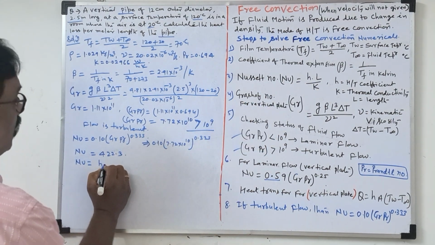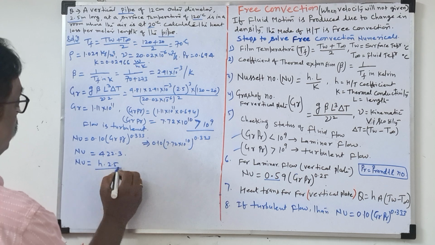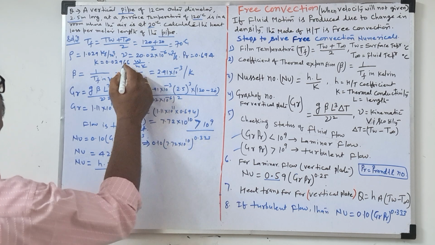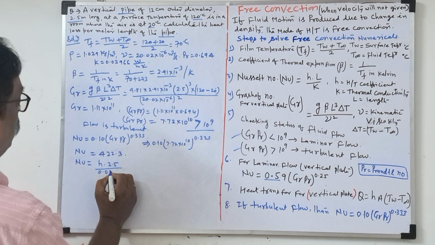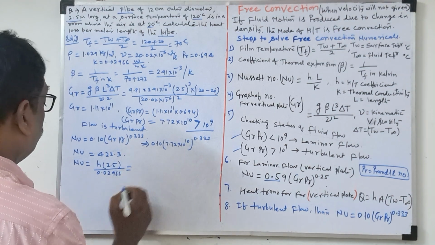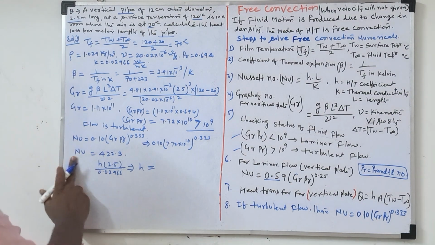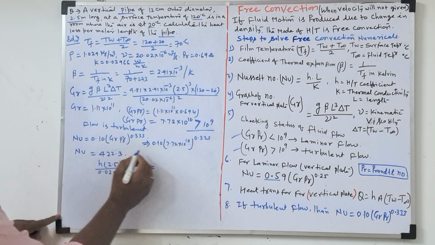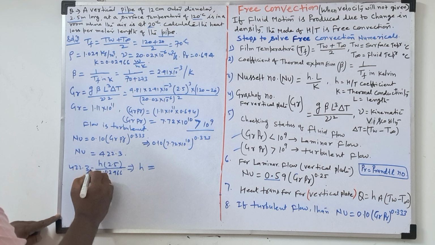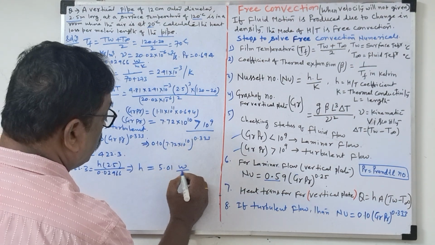Now we know that Nusselt number is equal to hL by K. So h is the heat transfer coefficient, length is 2.5, and K thermal conductivity is 0.02966. From this we will get the h value. h is equal to Nusselt number 422.3 into 0.02966 divided by 2.5, so h is 5.01 watt per meter square Kelvin. This is the unit.